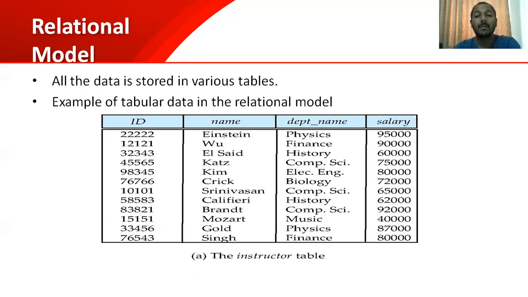These are the 4 columns, and a row such as ID 22222, Einstein, department Physics, salary 95,000 is called a record. I will annotate here. ID, name, department and salary are called columns. This is record 1, this is record 2. So these are the records. Each and every table is made up of a number of records.